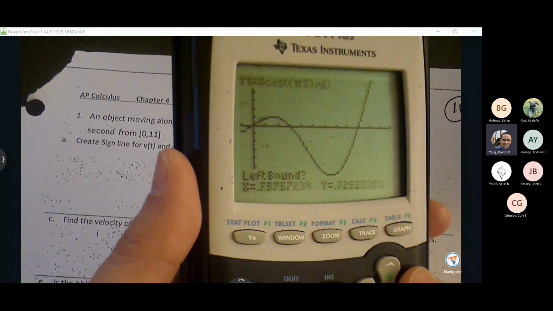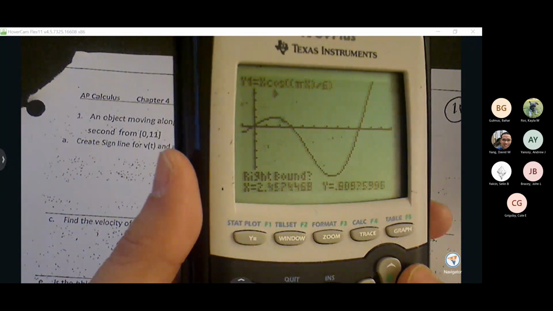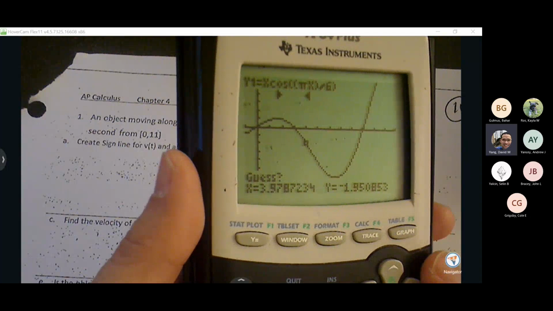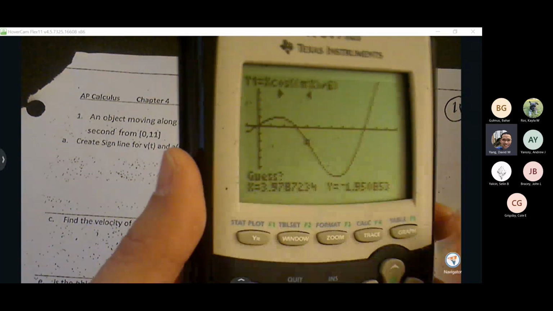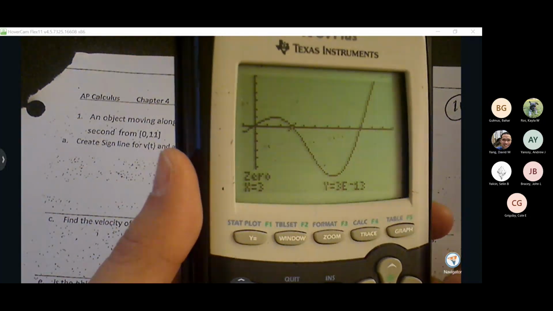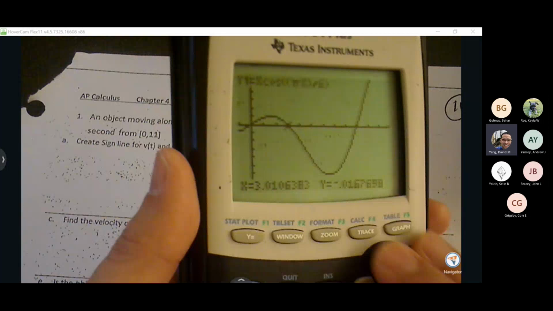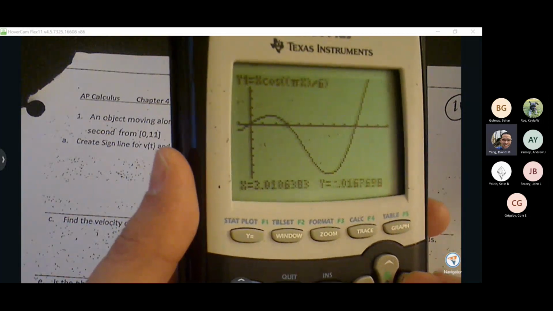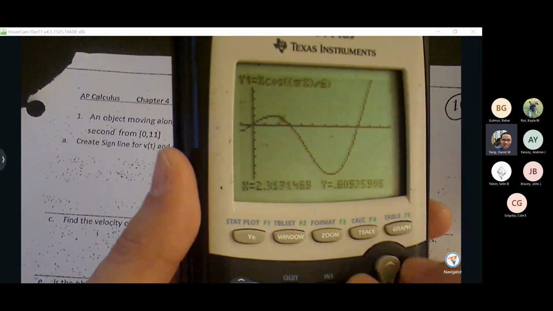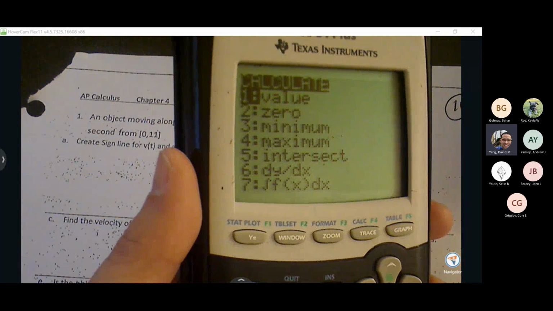Zero. Scroll to. Were you just tracing? I can see the zero. Oh, okay, you mean for this one? Yeah, you're right. But in this case, it looks like these are just nice whole numbers. But if you just hit trace, it may not give you an accurate value. Does that make sense? So yeah, the better accuracy is to go second trace, zero, and let the calculator find that x-intercept for you. Okay.